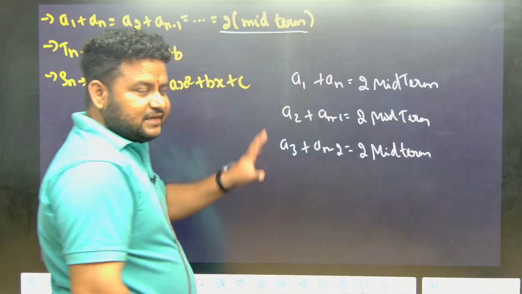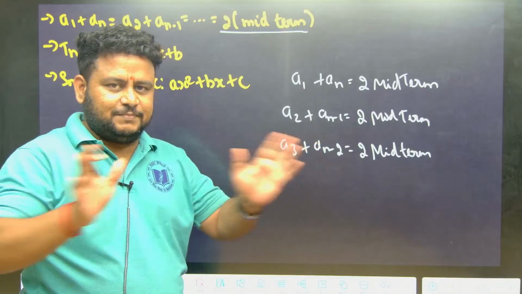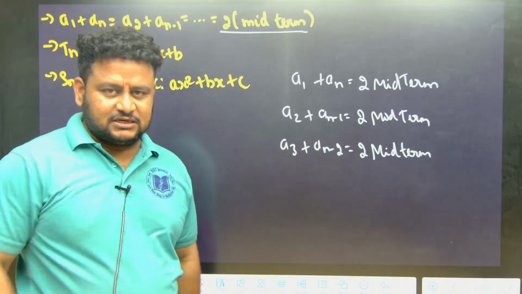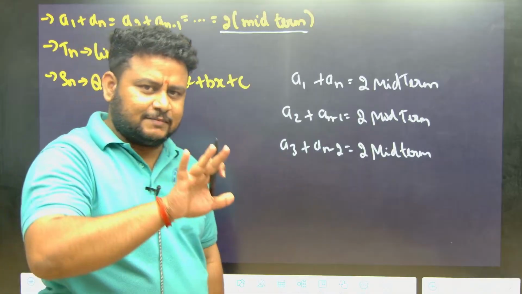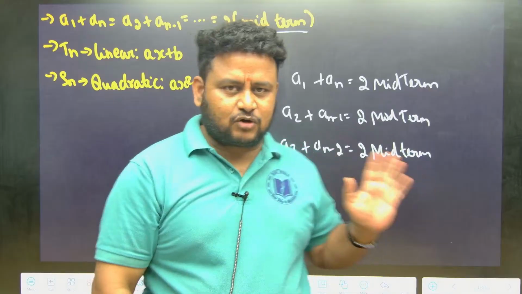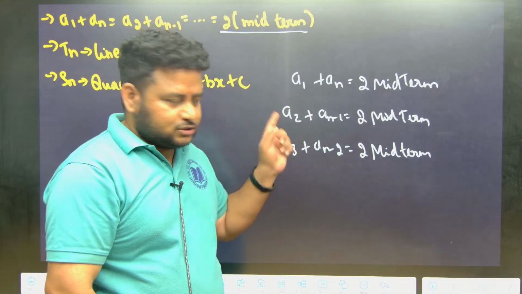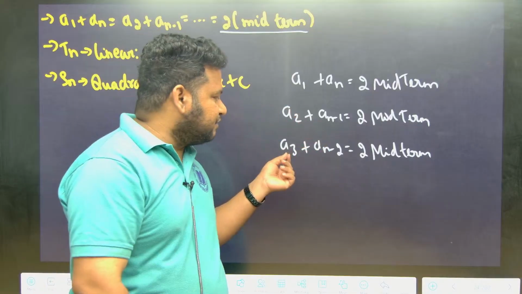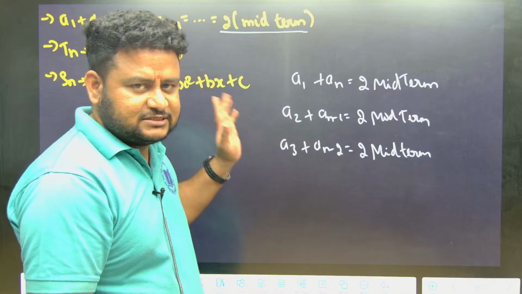Clear, friends? Please make a note of it. First term plus last term will be equal to what? 2 times the middle term. Second term plus second last term will be equal to what? 2 times the middle term. Third term plus third last term will be equal to what? 2 times the middle term. This is the concept you must know, because it will be useful in some of the questions. When they ask you to find the middle term, they will give the first term and last term. You should be able to know this result.